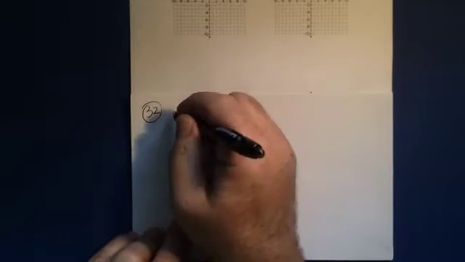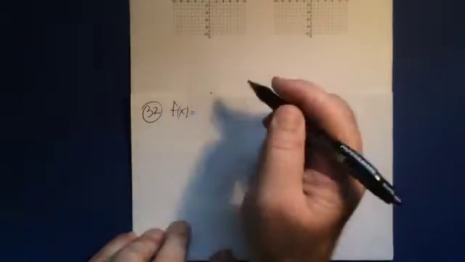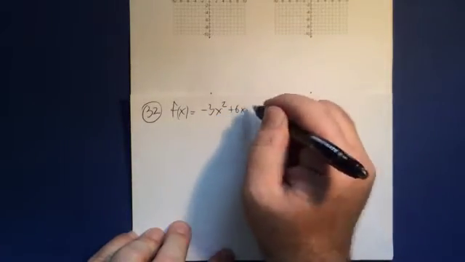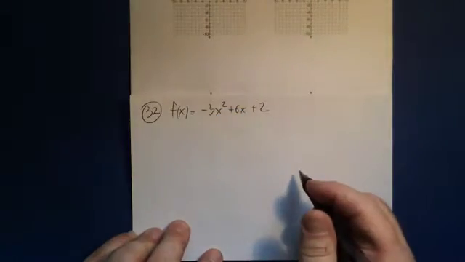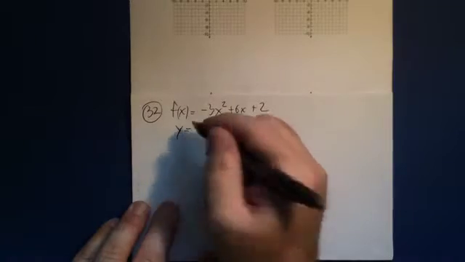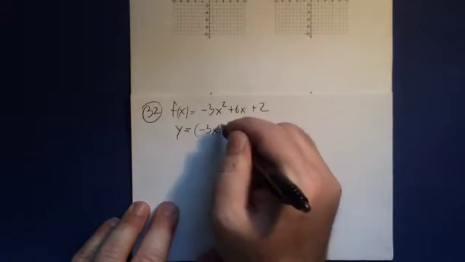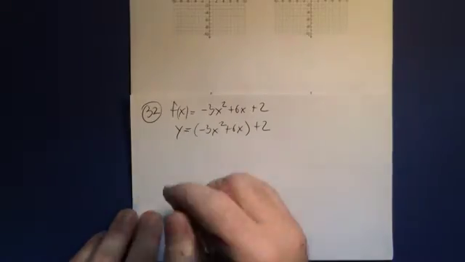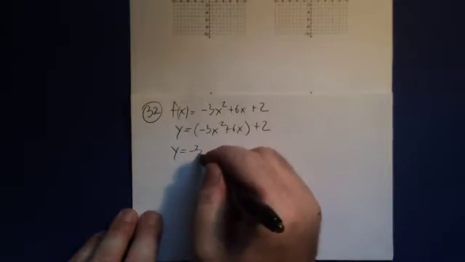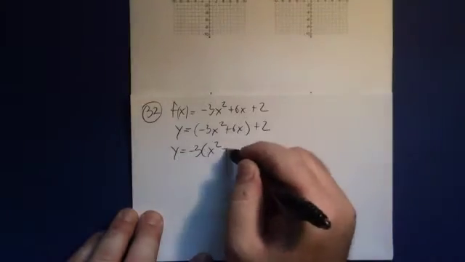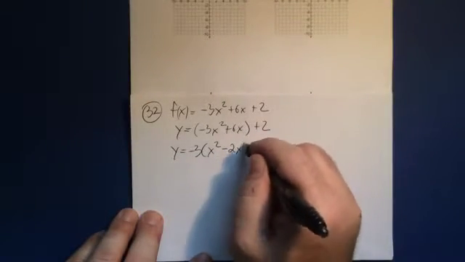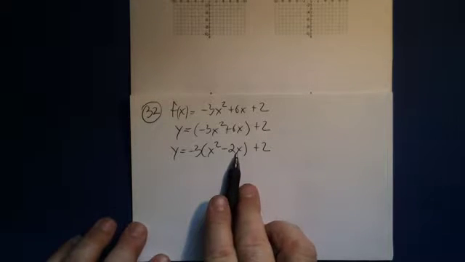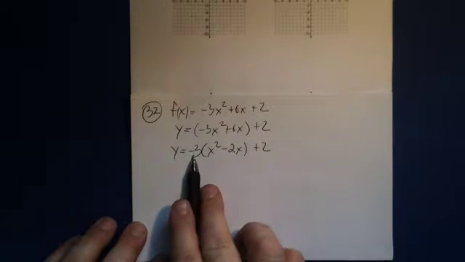procedure with. So it's going to be f of x equals negative 3x squared plus 6x plus 2. Let's go ahead and put the y out now. This would be negative 3x squared plus 6x plus 2. I'm going to factor out a negative 3. So this is going to be negative 3 times x squared minus 2x plus 2. Here I switch the signs of everything because I factored a negative out.